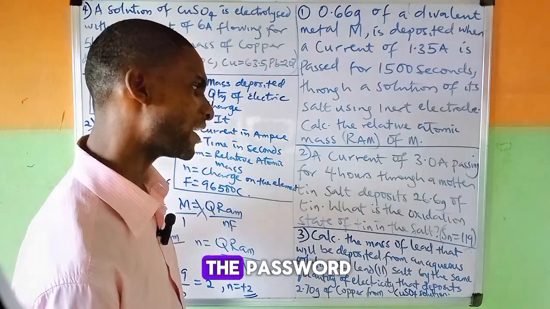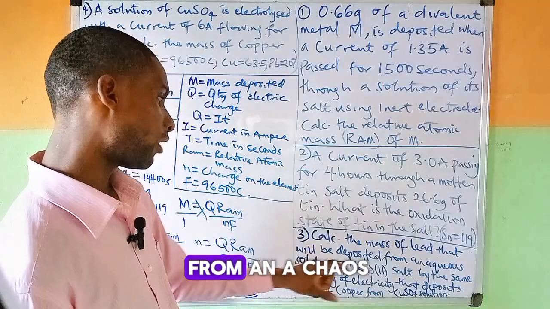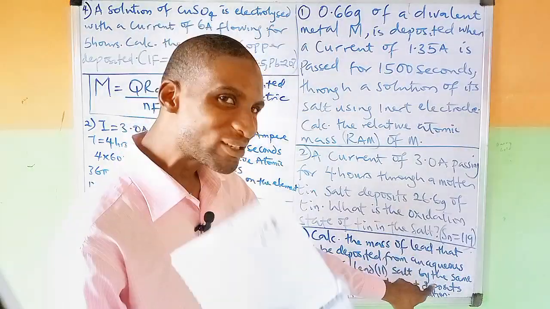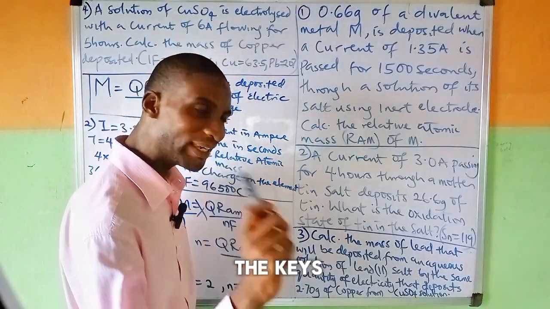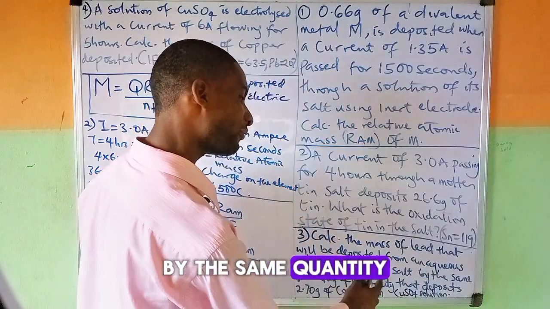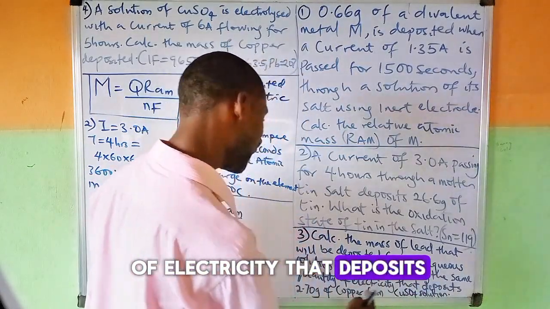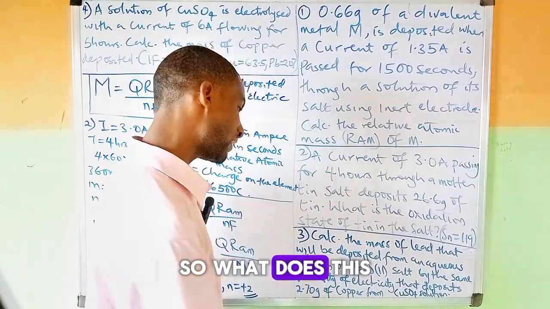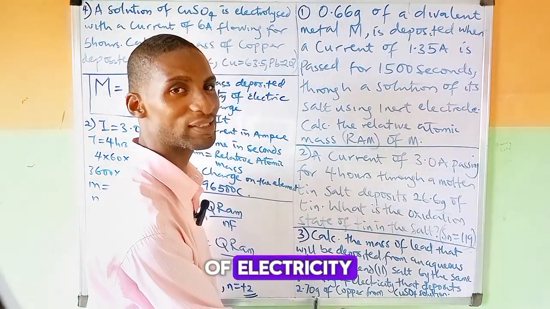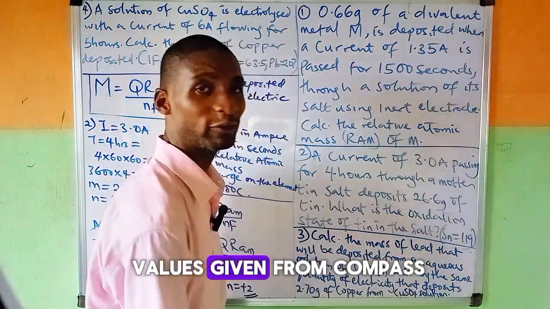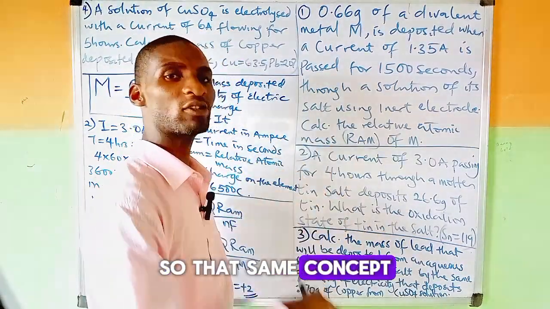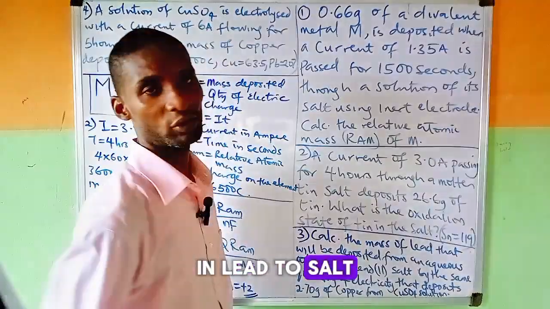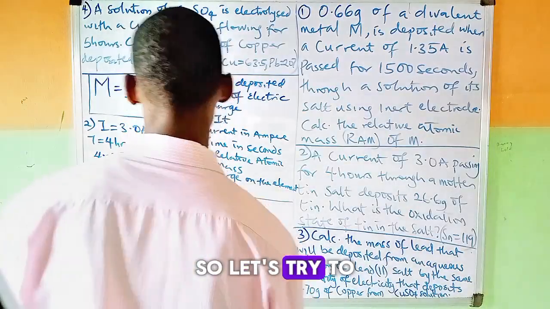The question says calculate the mass of lead that will be deposited from an aqueous solution of lead 2 salt. So this is where the key is. By the same quantity of electricity that deposits 2.7 grams of copper from copper sulfate. So what that means is first calculate the quantity of electricity from the values given for copper sulfate. So that same quantity of electricity will now be used to calculate the mass of lead in lead 2 salt. Is that okay? So let's try to solve it.